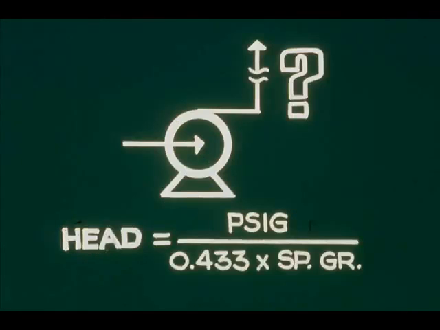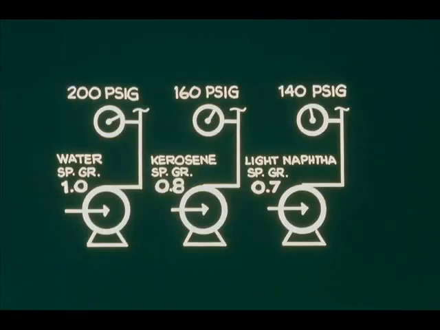Now let's calculate the head in feet that a centrifugal pump will put up by using the formula head, feet, equals the pressure divided by the product of 0.433 times the specific gravity. We will use the same liquids in these calculations as we used in the specific gravity and discharge pressure correlations: water, kerosene, light naphtha.